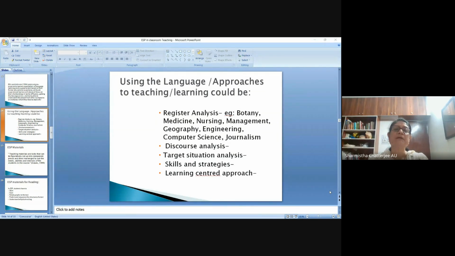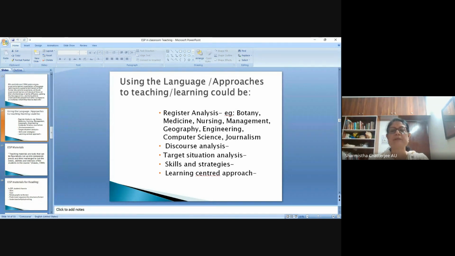But definitely, ESP also talks about a learning-centered approach. What is this learning-centered approach? Language learning instead of language use. That would mean while you are teaching, you are also learning the language. As a byproduct, I repeat, as a byproduct, you are also learning one language which you are targeting for yourself and your children, that is English.